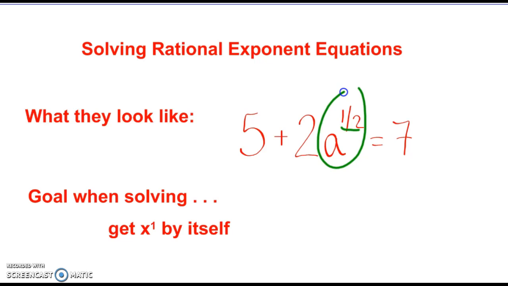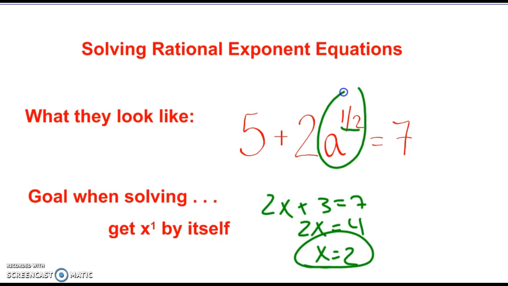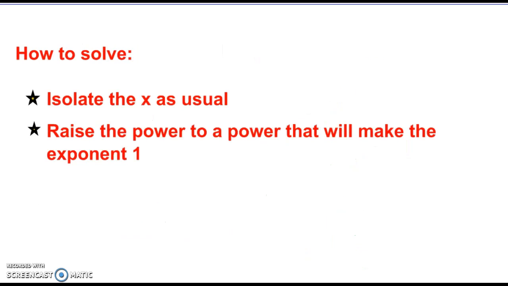So the goal when you're solving is to get x to the first by itself. Just like when you're solving 2x plus 3 equals 7, the goal is to get the value of x is 2. That's x to the first, technically. So we're going for the same theme here. First, you want to isolate the x as usual, like we have been doing since 8th grade. We're going to raise the power to a power that will make the exponent 1.